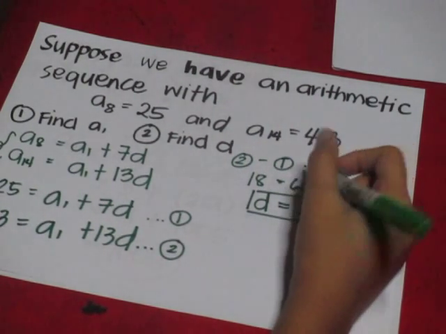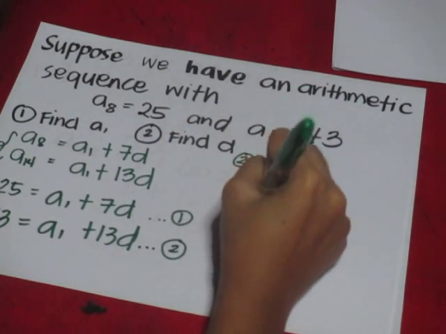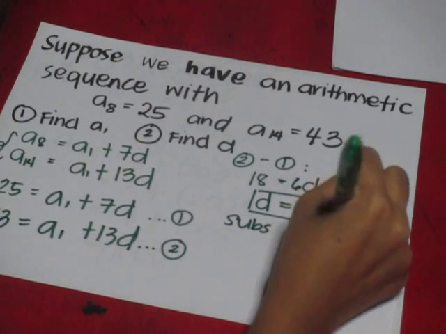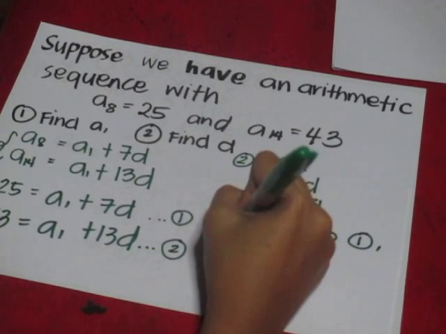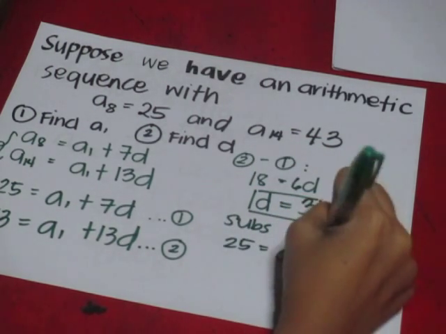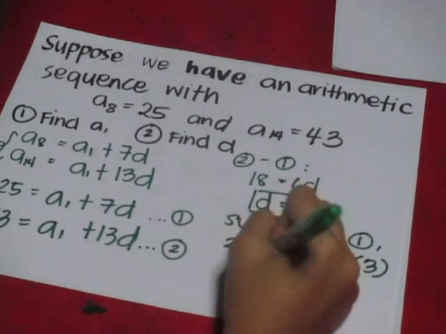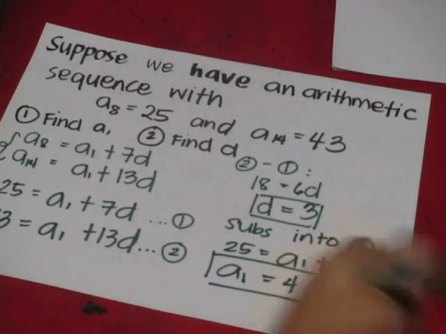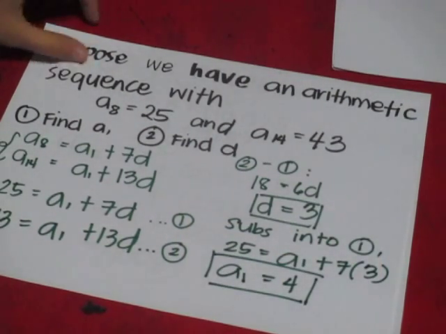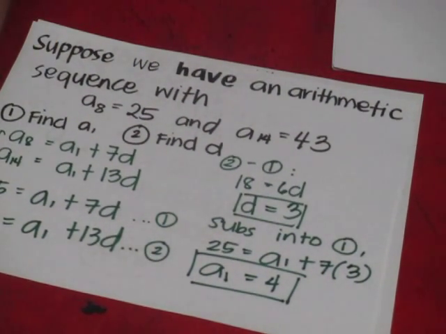So substituting b is equal to 3 into equation 1, we have 25 is equal to a sub 1 plus 7 times our common difference, which is 3, and that's a sub 1 is equal to 4. So our common difference is 3 and our first term is 4.